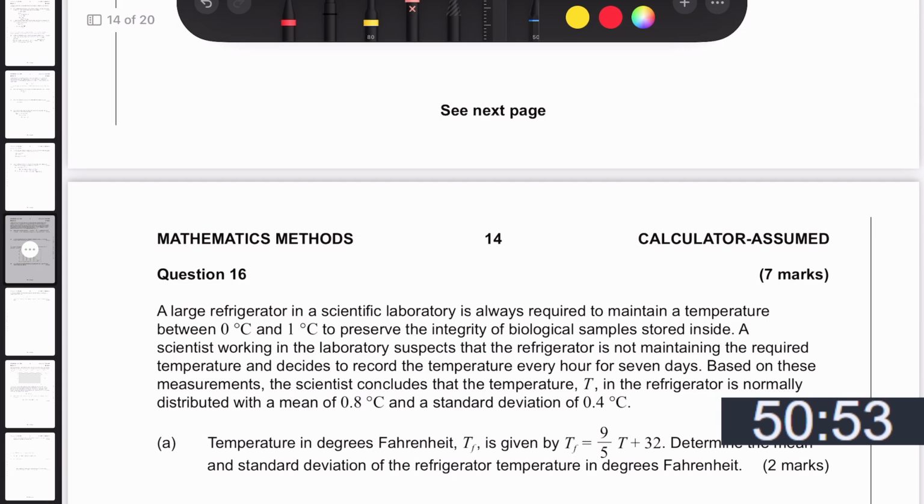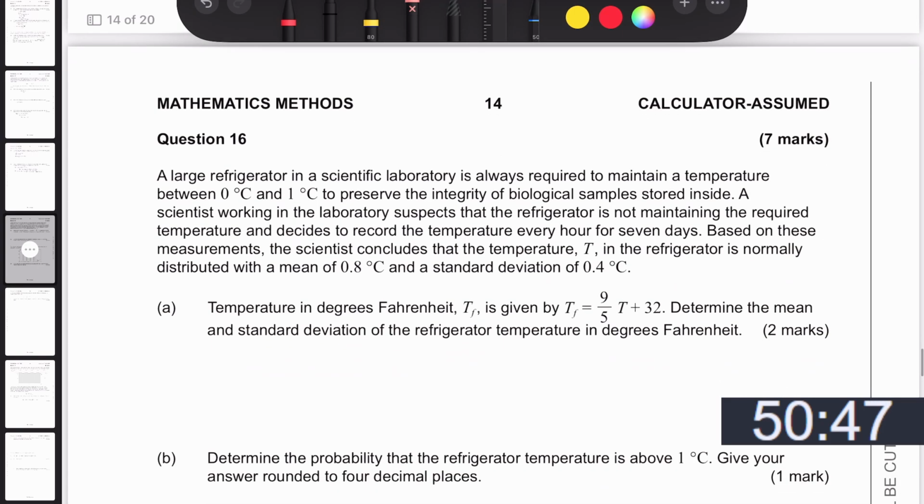Okay, a large refrigerator in a scientific laboratory is always required to maintain the temperature between 0 and 1 degree Celsius to preserve the integrity of biological samples stored inside. A scientist suspects that the refrigerator is not maintaining the required temperature. The scientist records temperature every hour for 7 days. Based on these measurements, the scientist concludes that the temperature T in the refrigerator is normally distributed with a given mean and standard deviation. Determine the mean and standard deviation in degrees Fahrenheit.